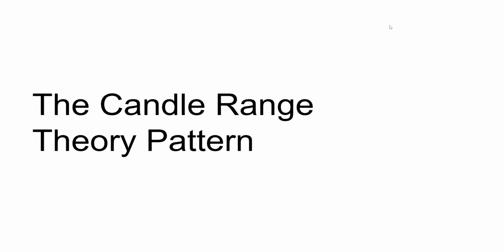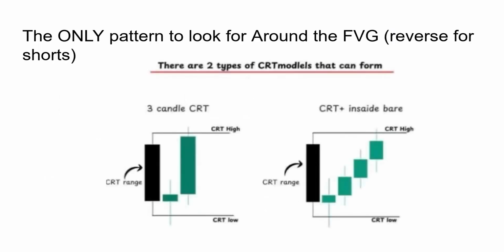So the candle range theory pattern. If you don't know what candle range theory is, for the sake of this video, it's only going to be a 3 candlestick pattern, whereby we have a candlestick range here. The second candle pokes below the candle range and closes back inside of it, and then expands to the upside. It can be a multi-candle pattern, but candles 1 and 2 are non-negotiable. Meaning that if candle 2 does not poke below the range and close back inside it, then there is no trade.